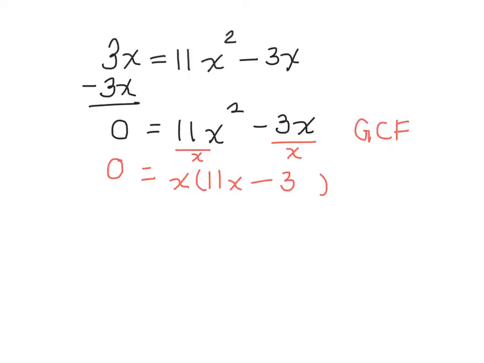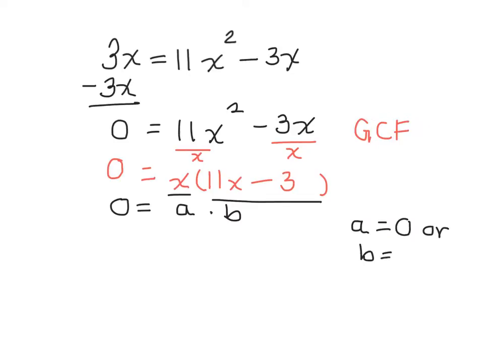So now again, I have two things multiplied together. Call this first thing A and this second thing B. And the product, or answer to that multiplication problem, is 0. Well, the only way to get a product of 0 is if either A is 0 or if B is 0. And so I set A, which is x in this case, equal to 0. There is one of my solutions.